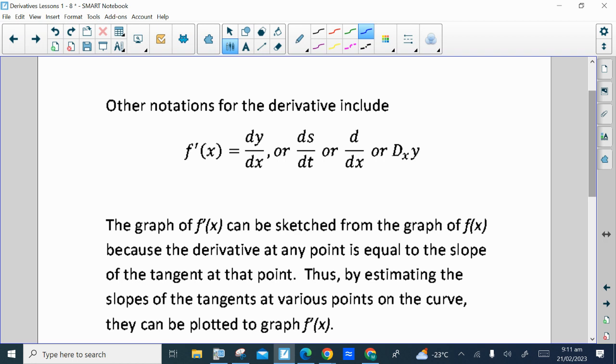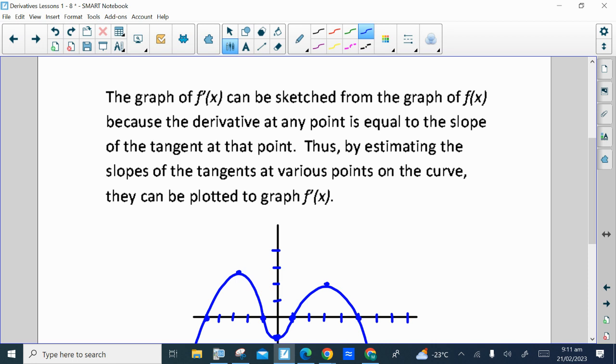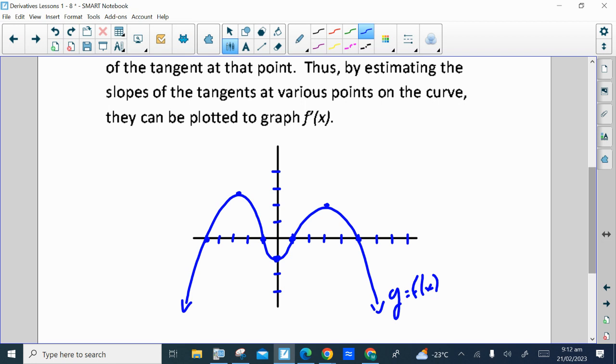Now, we know that the derivative can be used to find the slope of the tangent, right? So the graph of a derivative can be sketched from the graph of f at x, because again, the derivative at any point is equal to the slope of the tangent at that point. So we can estimate the slopes of the tangents at various points on the curve, and they can be plotted to graph the derivative f prime x. Remember, the derivative is the slope of the tangent.